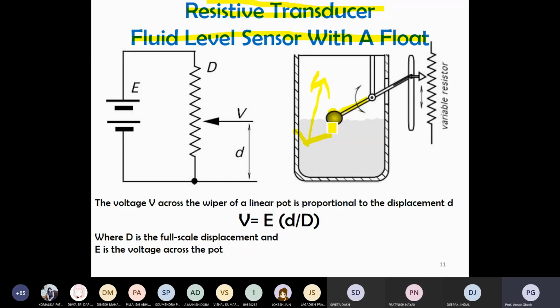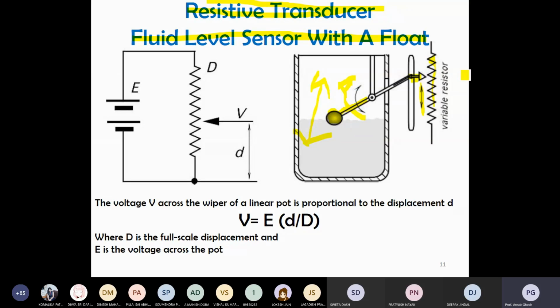If it increases, then the wiper or the slider of that variable resistor path is also varying. If it is varying, the output voltage will be different, and you are able to measure that value. With the movement of this value, you will get a different resistance, a different voltage level.